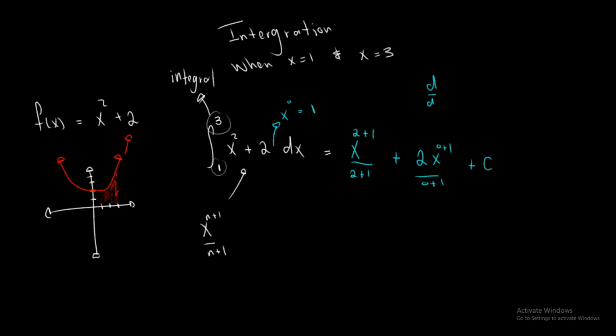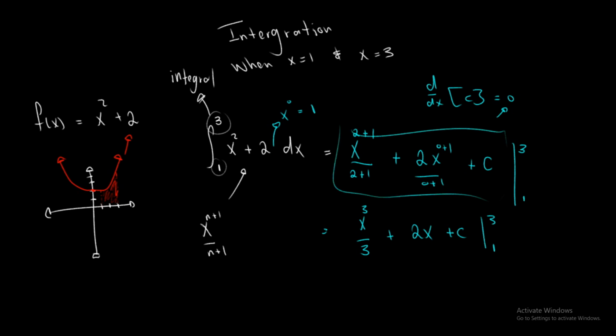Why? Because the derivative of c is equal to 0. So now I want to find the antiderivative of 0. What would that be? It would be c. And we're going to evaluate this function at 3 and 1. So let me just solve this one quick. x cubed over 3 plus 2x plus c, and evaluate this at 3 and 1. Now, you don't need to write all of this that I did in this box. I simply did that for the video.